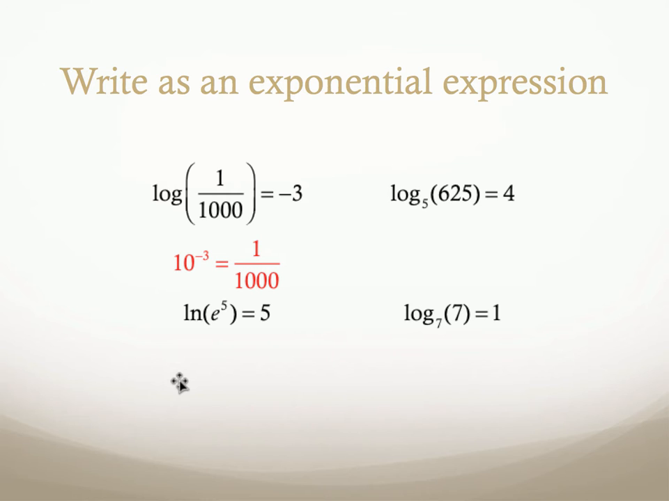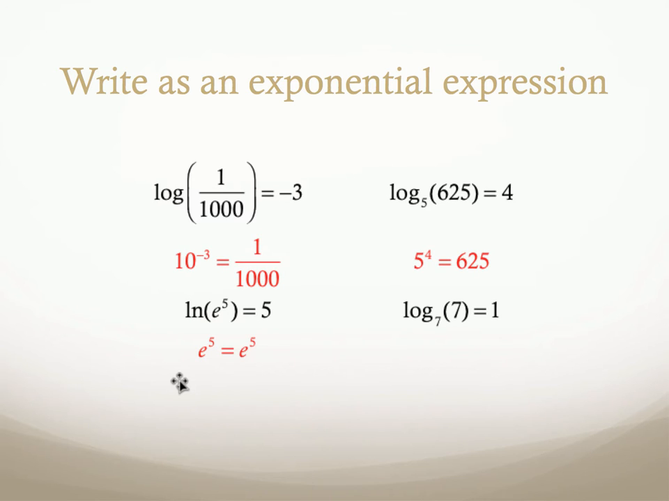Log base 5 of 625 equals 4, so 5 to the 4th is 625. The natural log of e to the 5 is equal to 5. That's pretty easy. e to the 5th is equal to e to the 5th. Definitely makes sense. And lastly, log base 7 of 7 is equal to 1. So 7 to the 1st power is equal to 7. Again, that expression makes sense.